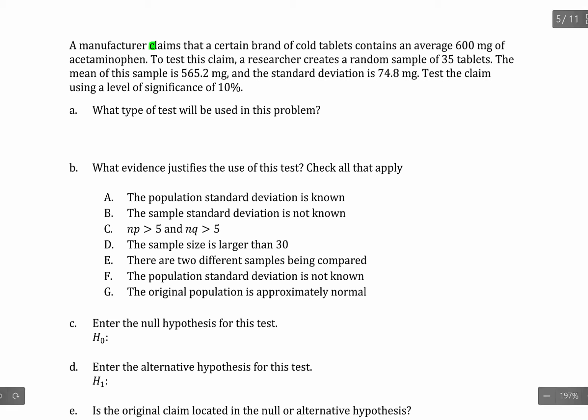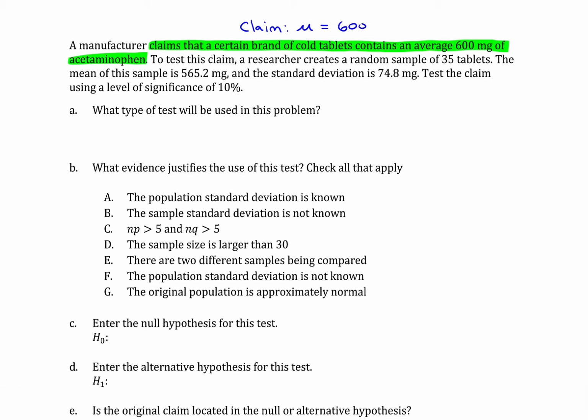The claim is that a certain brand of cold tablets contains an average of 600 milligrams of acetaminophen. So that claim looks like this: the mean is equal to 600. That being a population mean inside my claim tells me that I'm testing for a mean. And there's only one mean involved here, so it's a single sample mean.